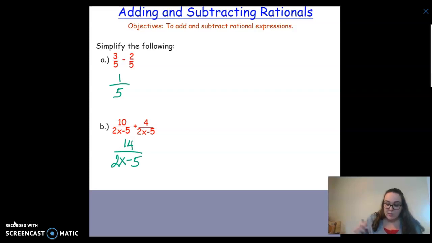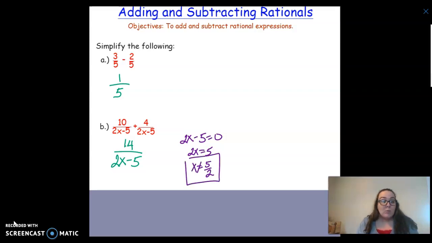Now, some things with adding and subtracting that we need to remember from our multiplying and our dividing. I am still going to say what x cannot be, and x cannot be anything that will make our denominator equal to 0. So on A, there is nothing that x can't be because there is no value for x. On B, I set that denominator equal to 0. So 2x equals 5, so x is 5/2. The value that x cannot be is 5/2.